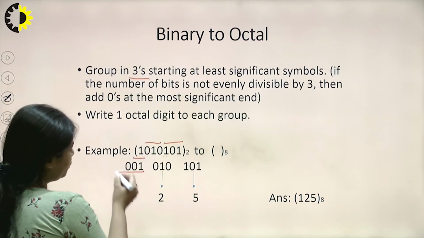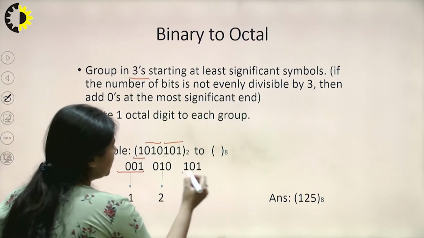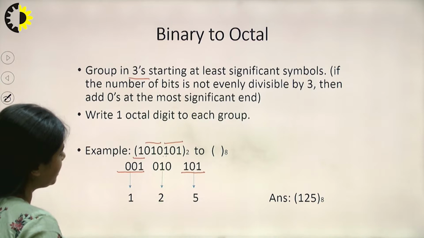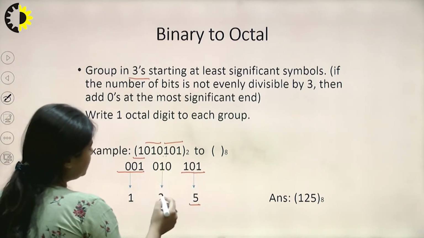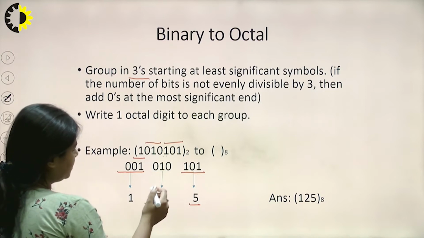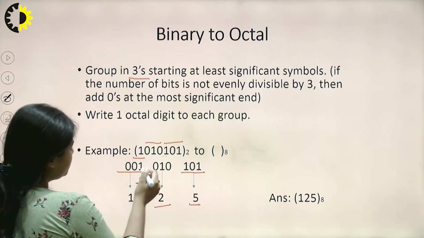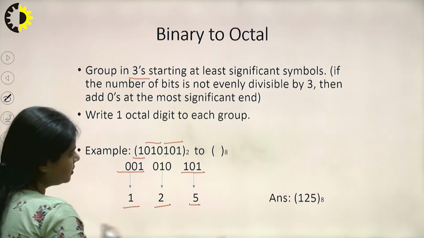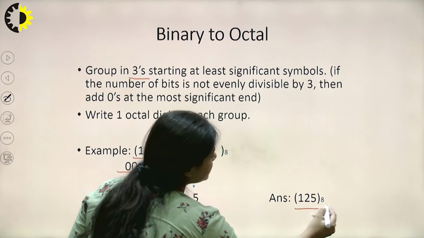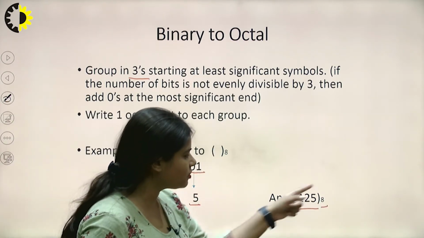So that we can group this one as 3 digits. Okay, so 101 in octal is 5, 010 is basically 2, and 001 is represented as 1. So what is the answer? 125 base 8. Okay, so here you can see that this is a representation of an octal number.